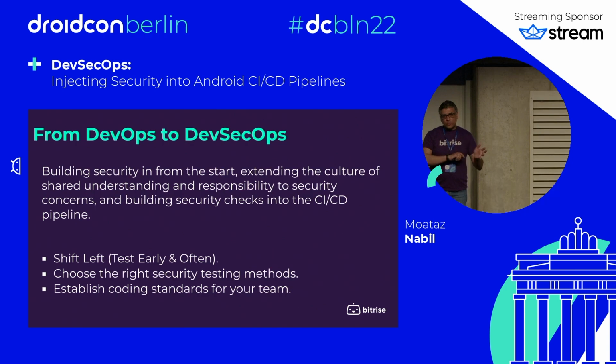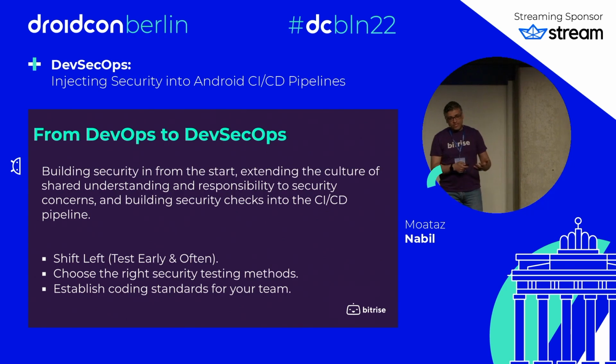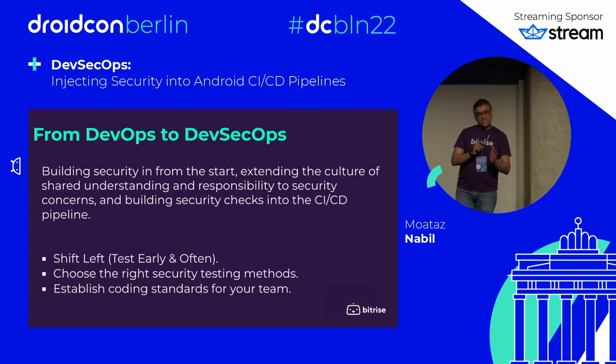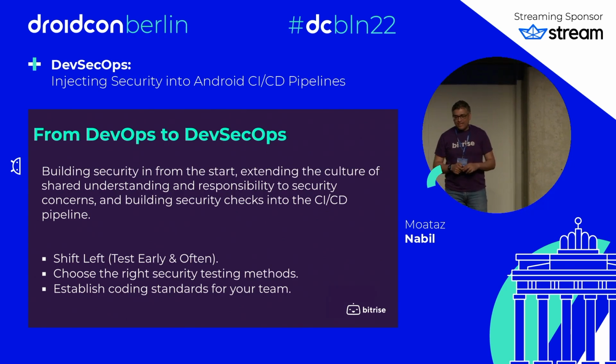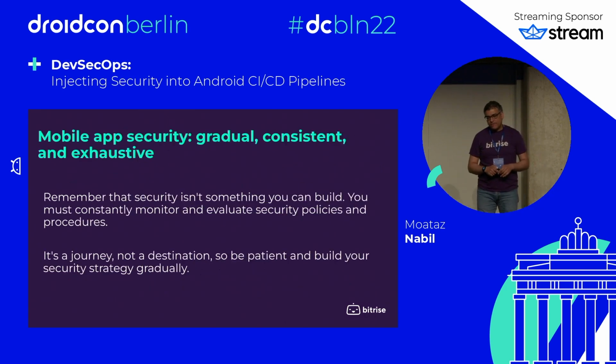So you want to apply shift left, test early and often, or fail fast, choose the right security testing tool, and establish code standards in your team. So this is also a team decision: which security standard we need to apply inside our application.